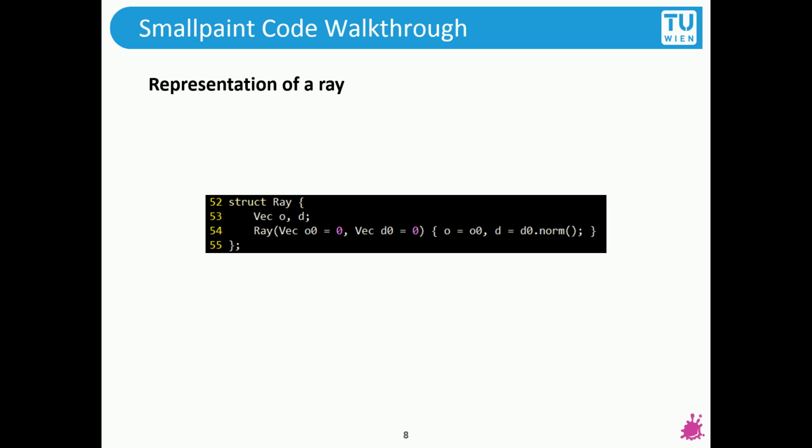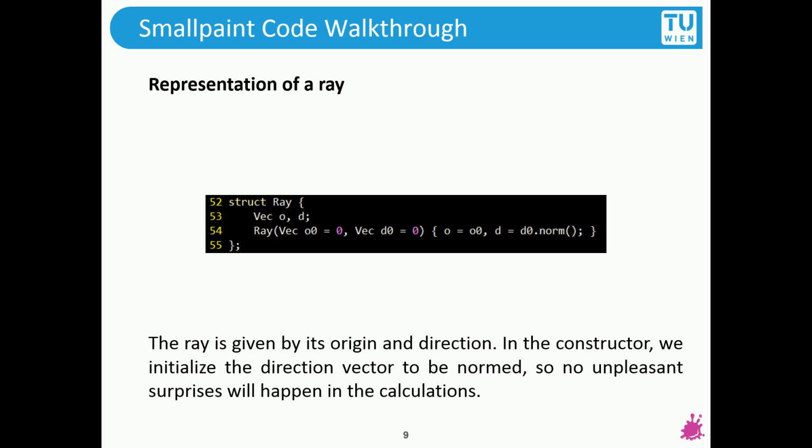Now, the representation of a ray has an origin and a direction. And if you take a close look at the constructor, you can see that when you initialize a ray with a direction, then this direction is normed. And the reason is that when we compute the dot products between these vectors, most of this information needs to be directional information. So we are not interested in the magnitude of the vector, only interested in the direction of the vector.